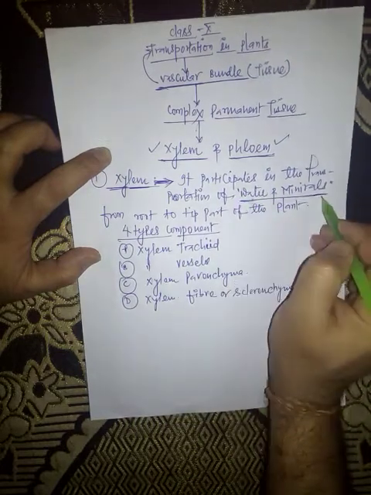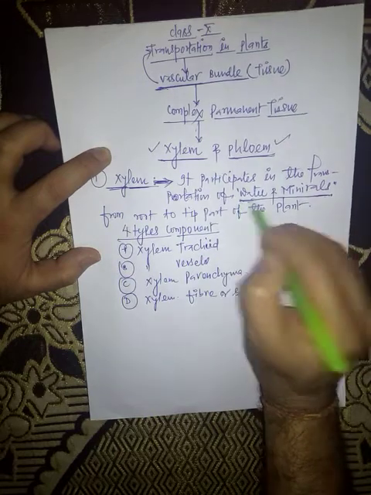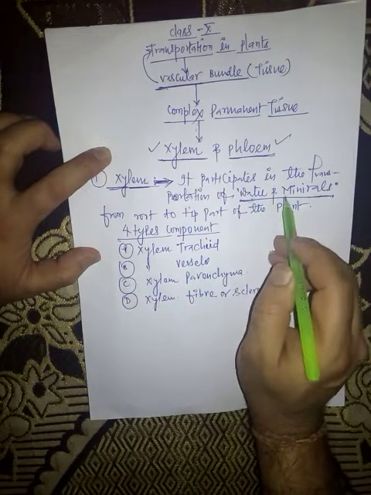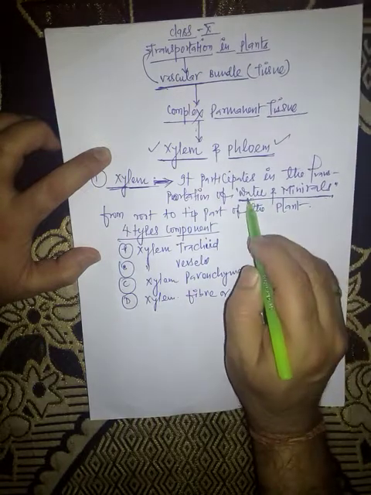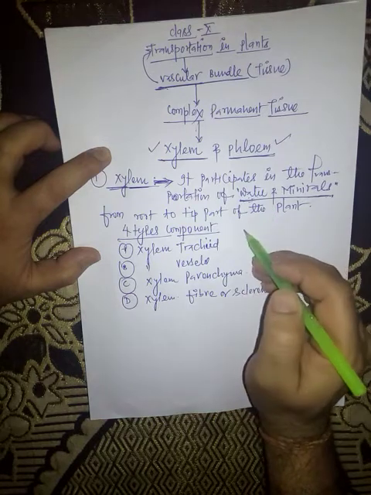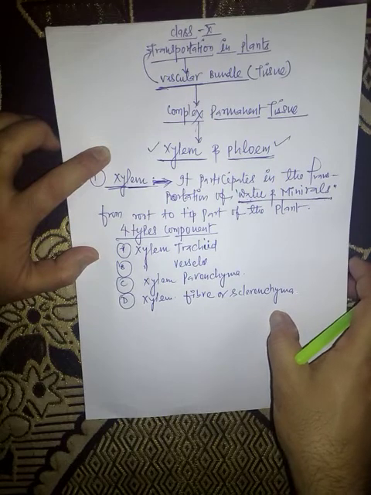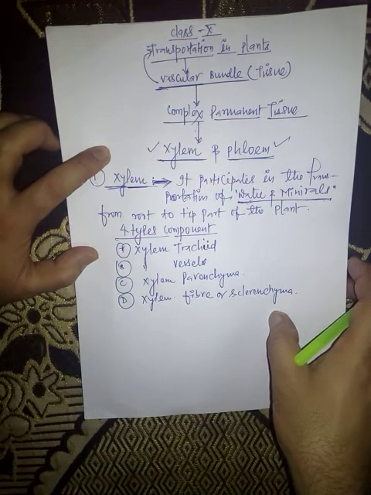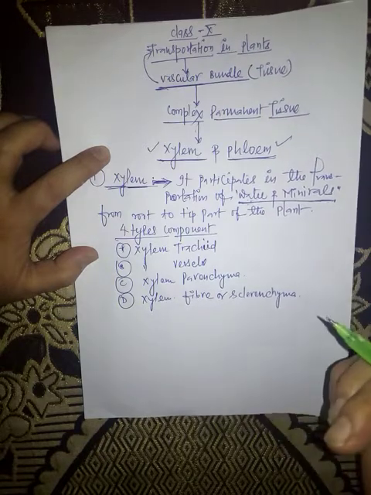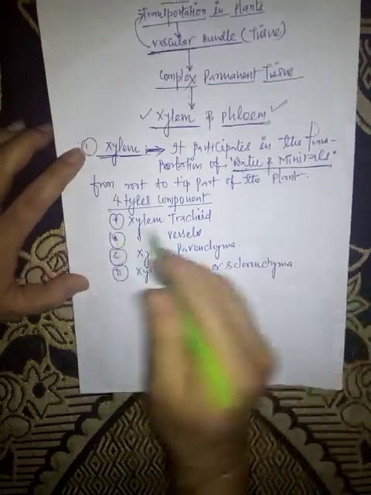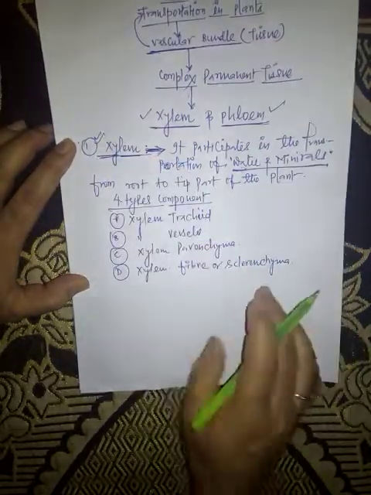Both are present inside the soil. So these minerals are dissolved inside the water. Then this water is absorbed by the root hairs present in the roots. Then this water along with the minerals enters the xylem. Then this xylem transports this water to the tip part of the plant, right? So the first transportation takes place by the xylem.